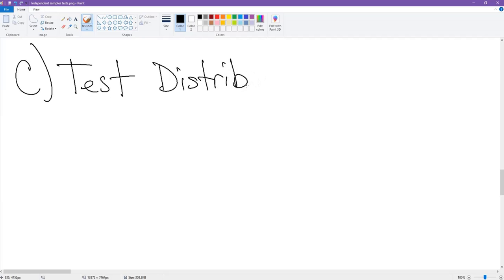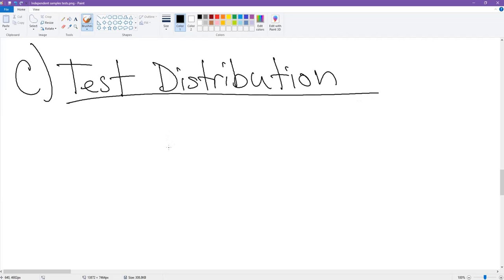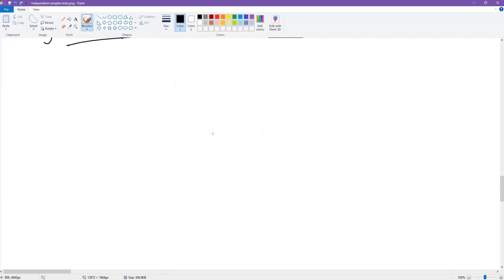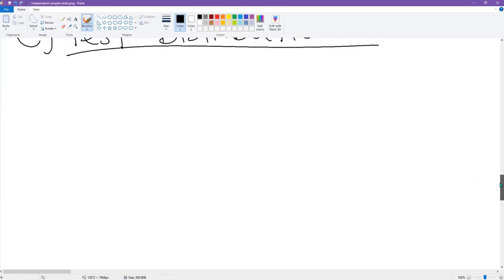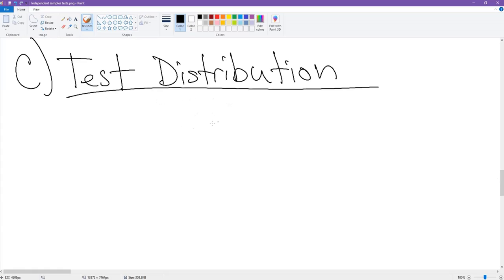Now this is going to sound really weird, but you can actually do a z-test with 2 independent samples, just like you can do a t-test with 2 independent samples, but your test distribution does change for those. So what do I mean by those test distributions?